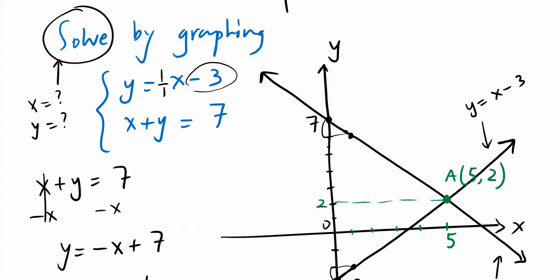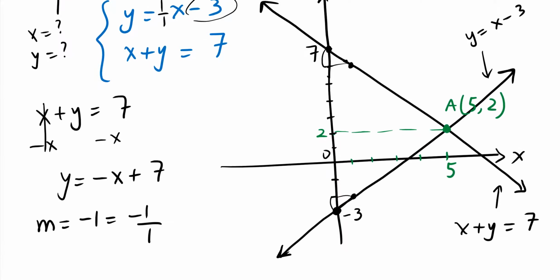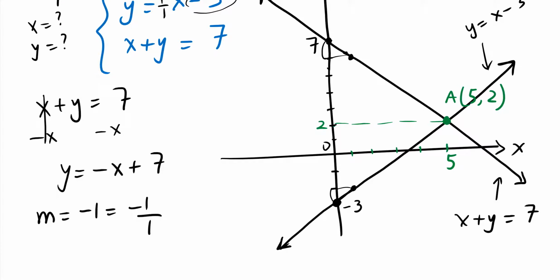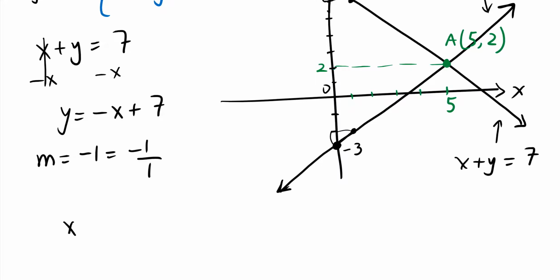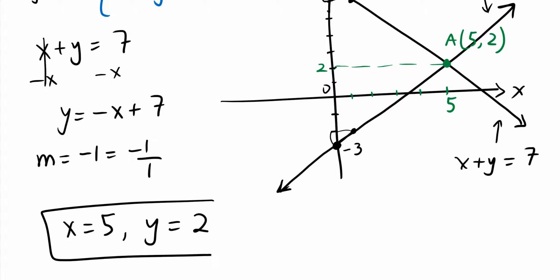Now, to make this work, I need the x and y values. I found the point of intersection. Why did I find the point of intersection? Because that gives me the x value, which is 5, and the y value, which is 2. x is 5, y is 2. So, luckily enough, we were able to find it.